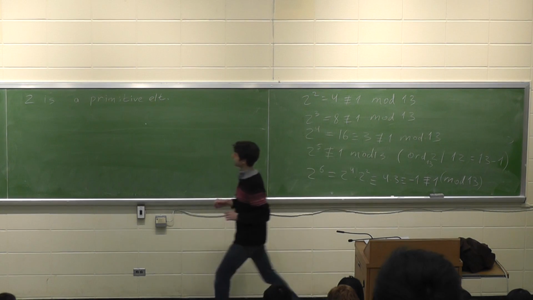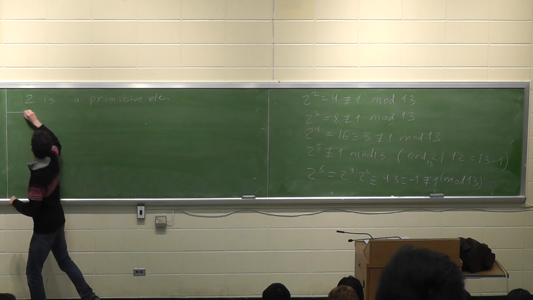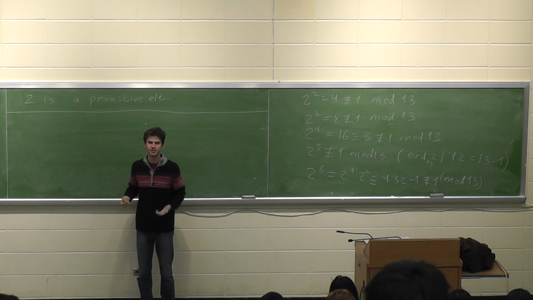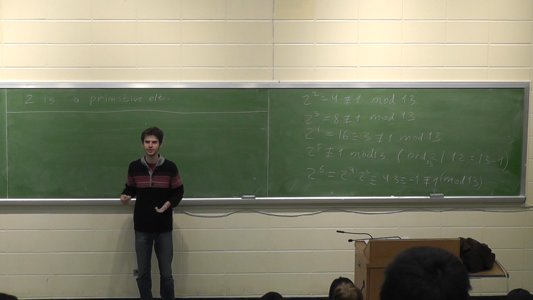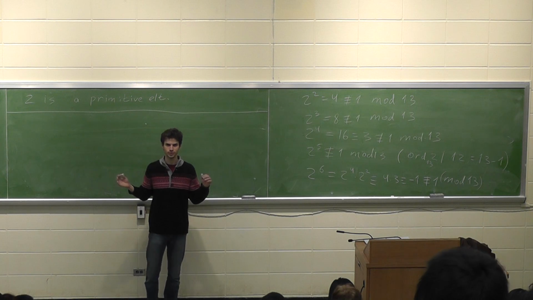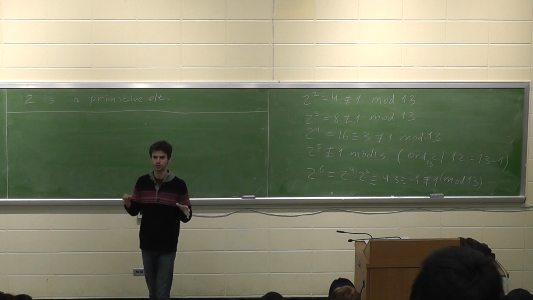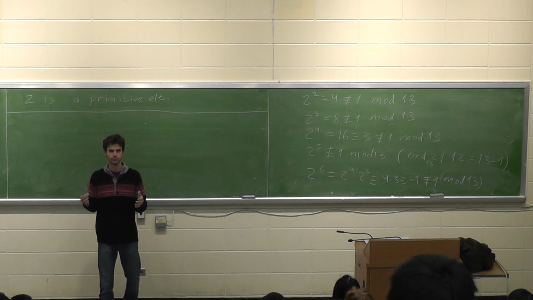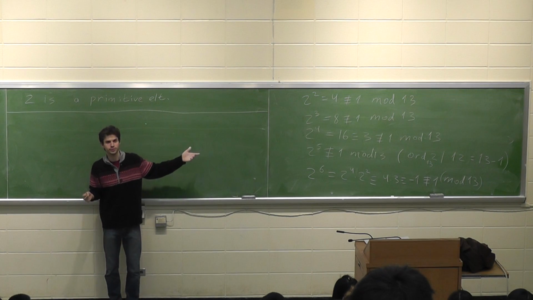Okay, so maybe any other primitive elements? Well, we know the answer. How many primitive elements are there? There are exactly φ(12) = 4 primitive elements, according to what we know. If you want to find the number of elements of order k, it's φ(k). So the number of elements of order 12 is φ(12).